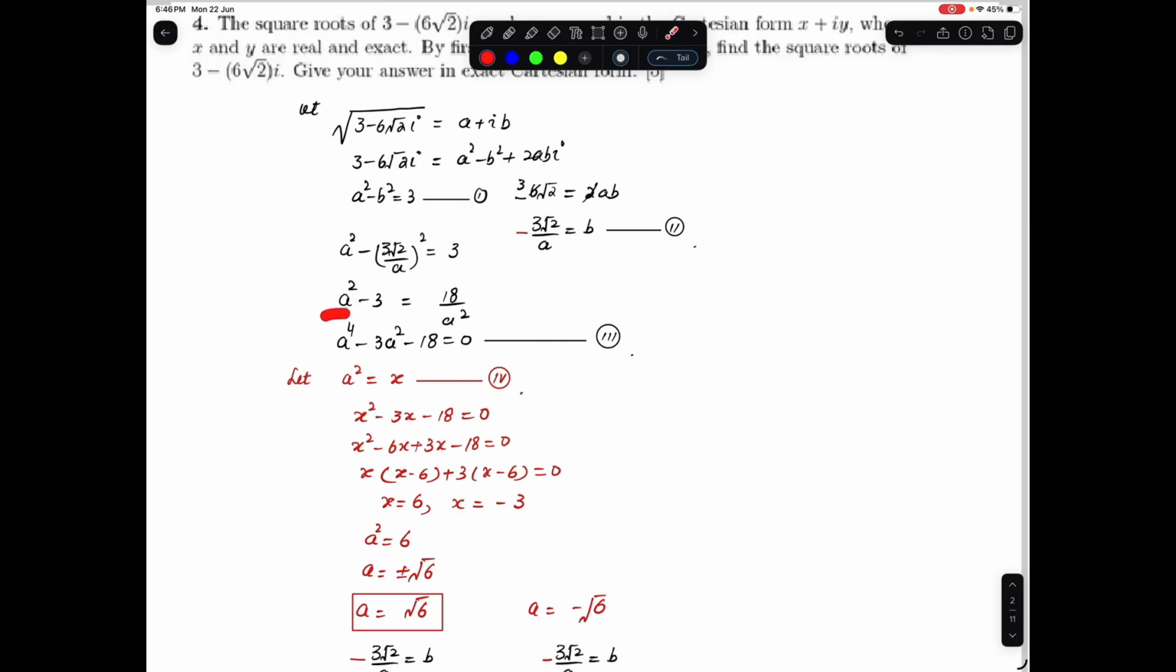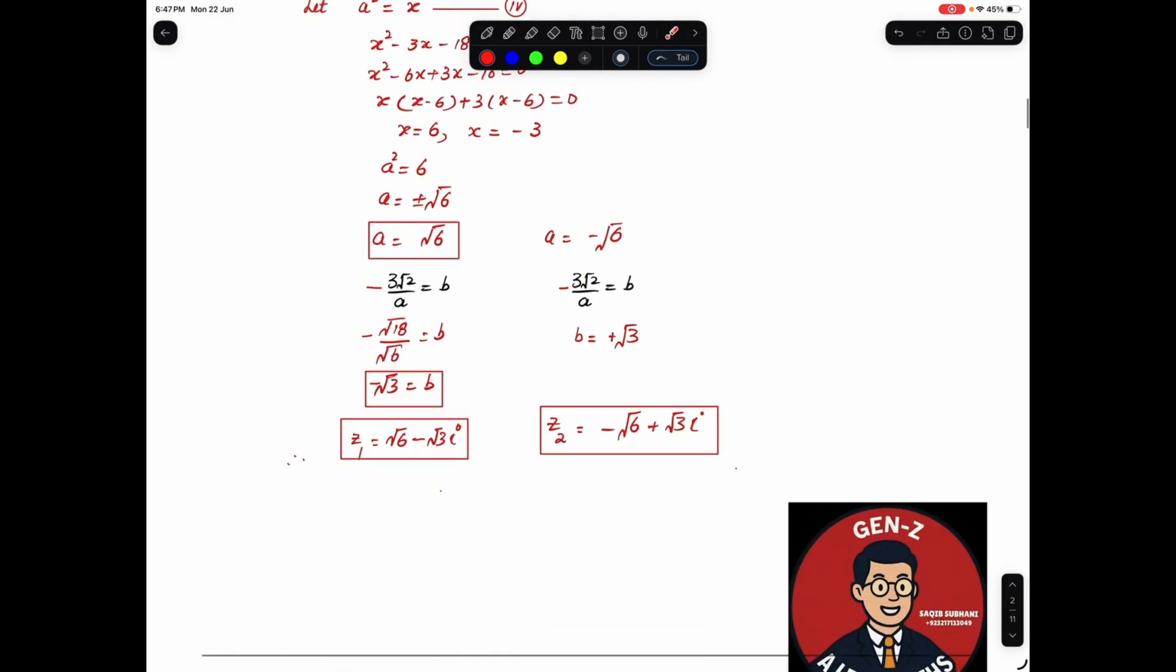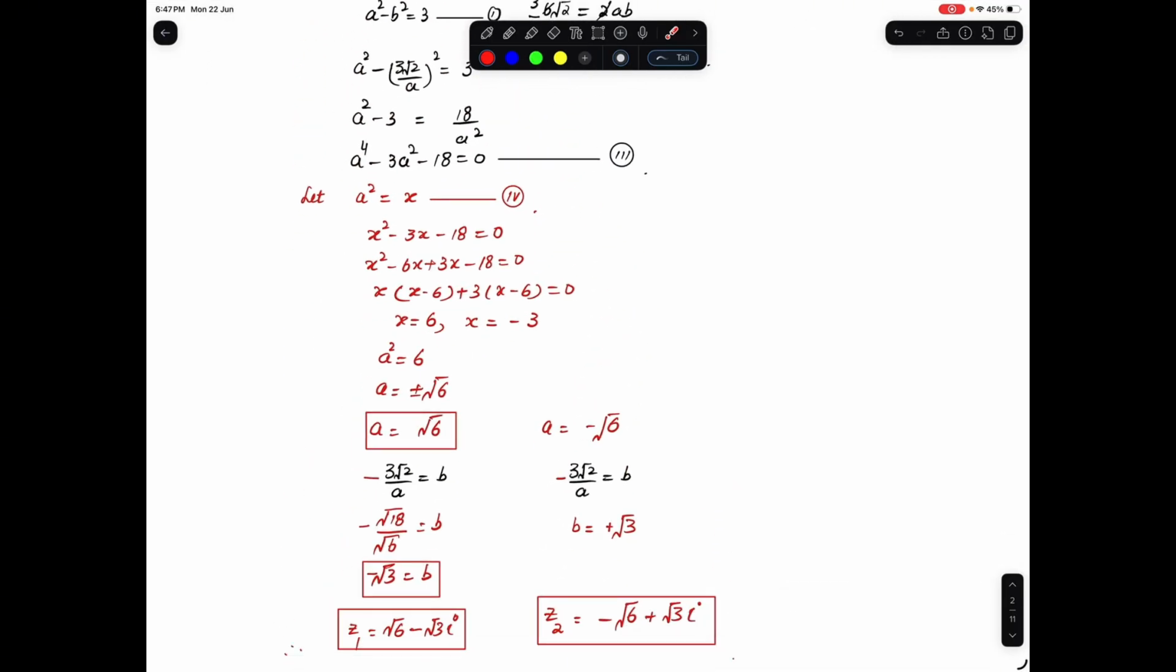So you will get b in terms of a, and solving these two equations simultaneously, you will get a quadratic equation, that is a to the 4 minus 3a square minus 18. This is the disguised quadratic equation. You have to solve it by substituting another variable: a square is equal to x. So when you put the x over here, that becomes x square, and you will get a proper quadratic equation.